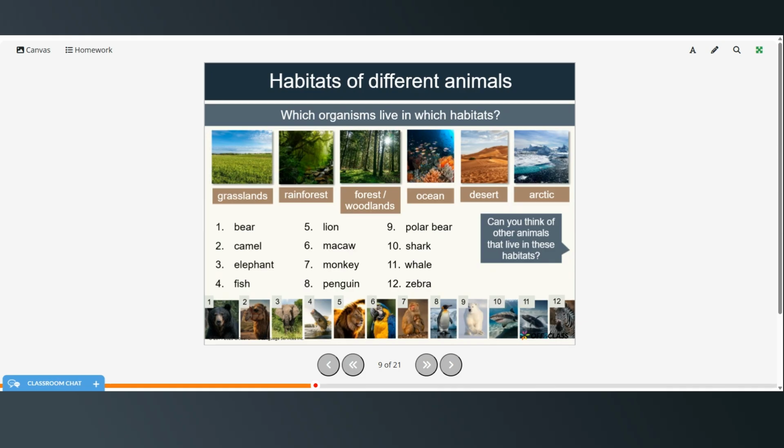And then which organisms live in which habitats? So take a few moments, see if you can figure out where these animals live.